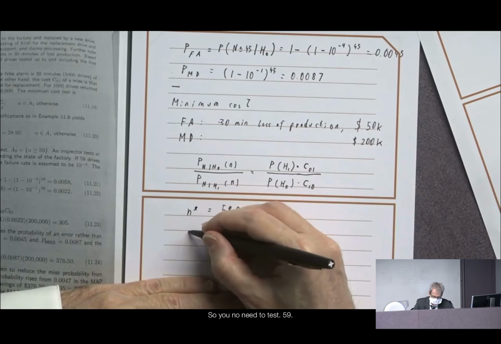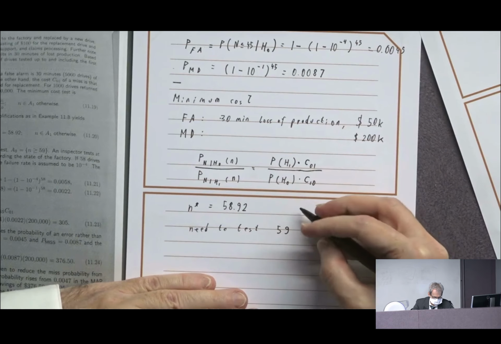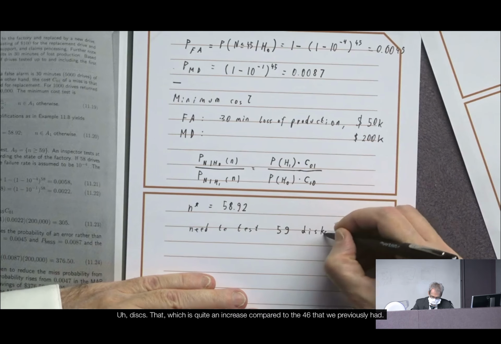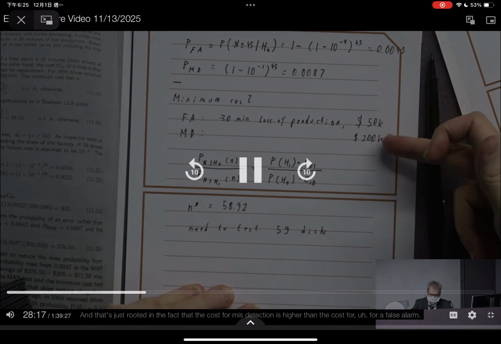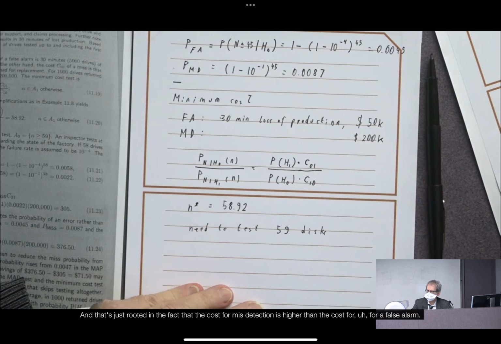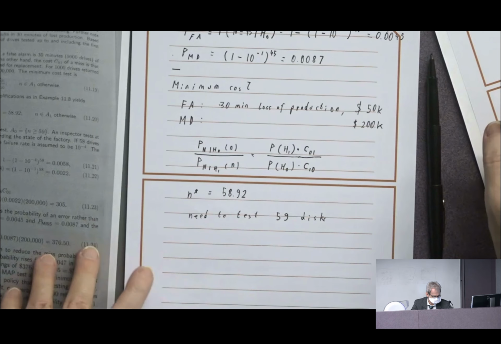And when we do that, it turns out our n star is going to become 58.92. So you now need to test 59 disks, which is quite an increase compared to the 46 that we previously had, and that's just rooted in the fact that the cost for a misdetection is higher than the cost for a false alarm. And if it were the other way around, obviously the number of disks that we need to test would go down.